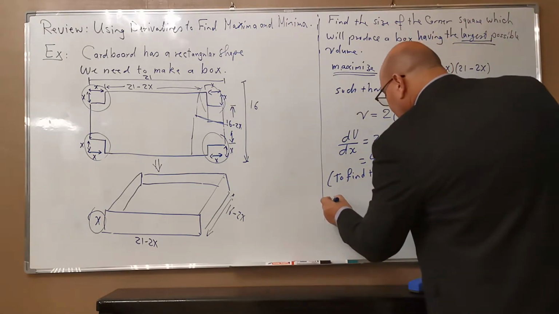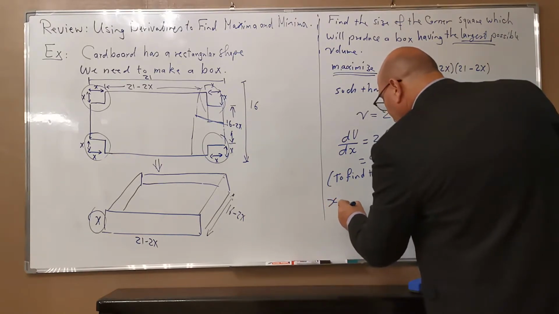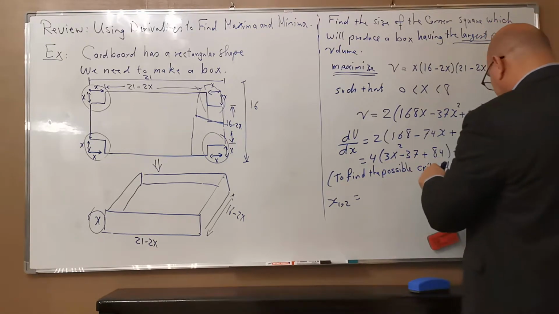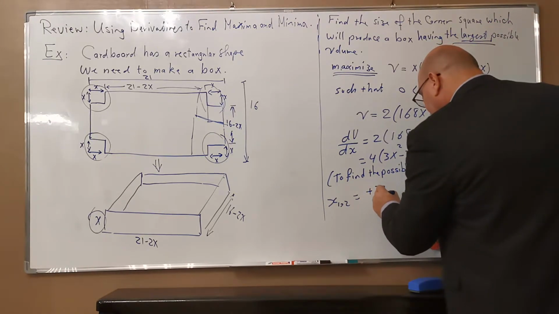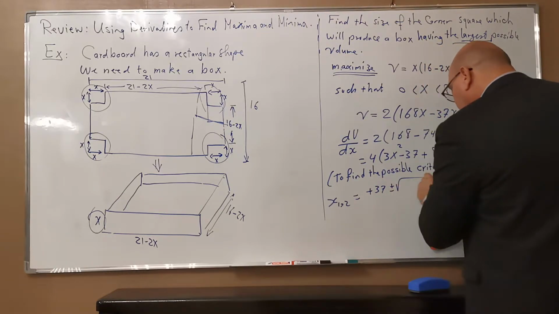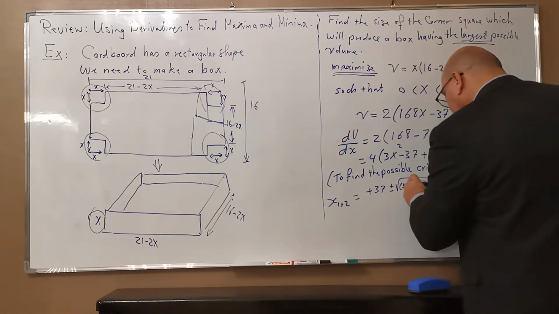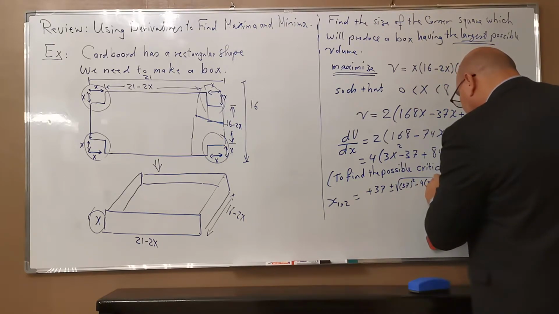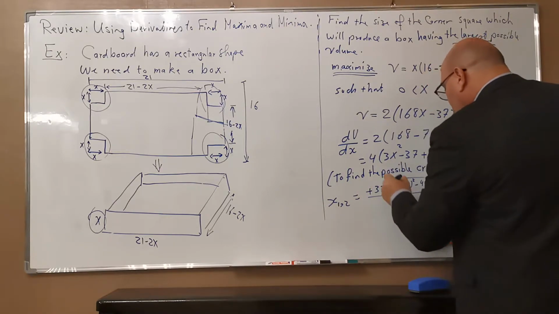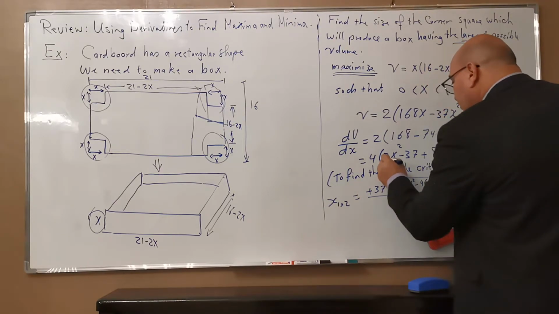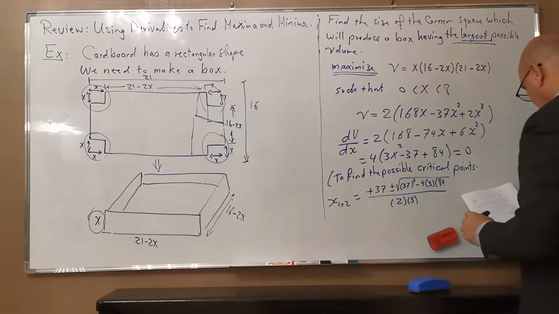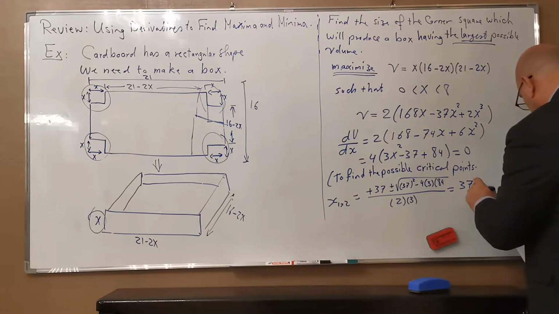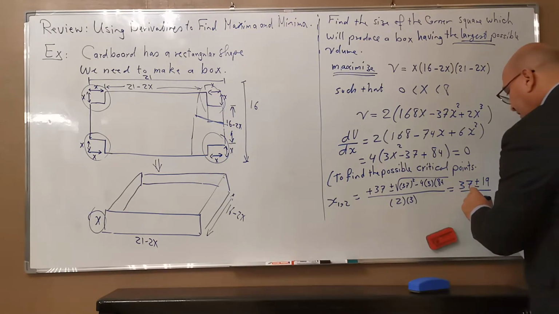To solve this, we have x1,2 equals, you have a, b, and c, so this is plus or minus the square root of 37 squared minus 4 times 3 times 84, divided by 2 times 3. So if you calculate this, then this is 37 plus or minus 19 divided by 6.